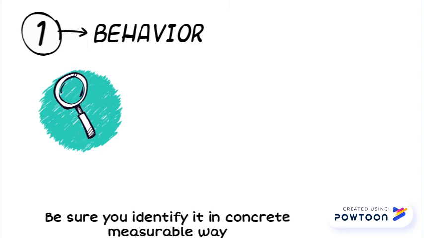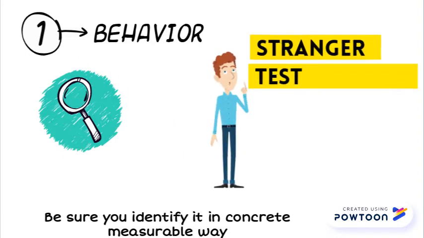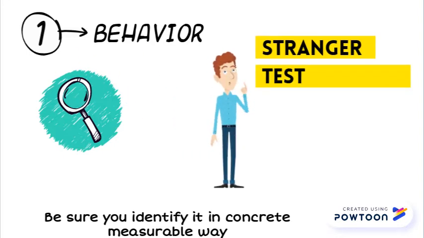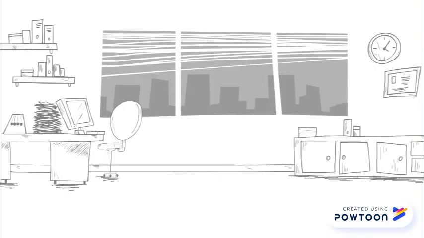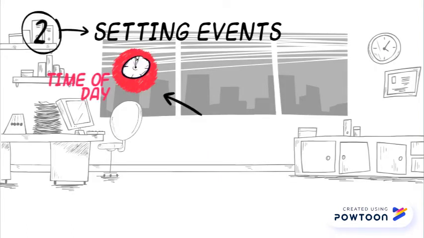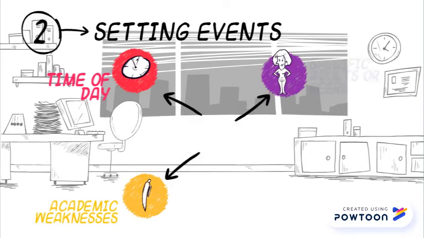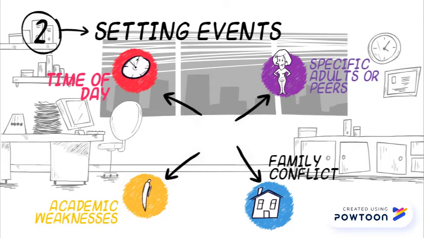Begin first by identifying the problem behavior and describing it in a concrete, measurable way. Describe the behavior in a way that a stranger who did not know the child would know exactly what the behavior looks like. Next, identify through data the setting events or situations that make the problem behavior more likely to occur or intensify. An example would be a stressful home situation, or possibly an academic weakness that has not been identified.